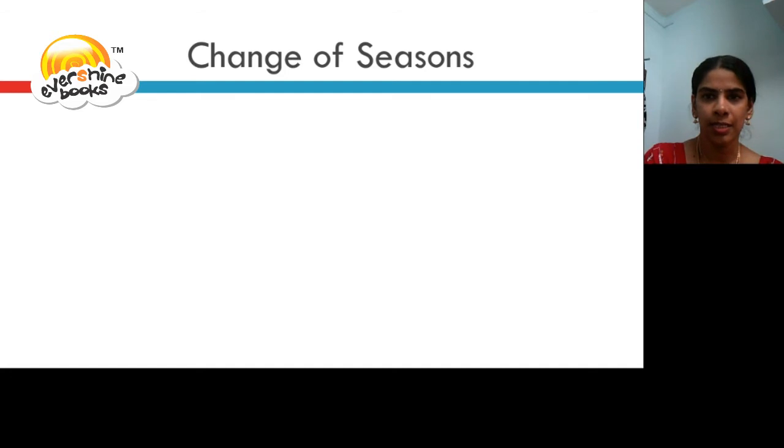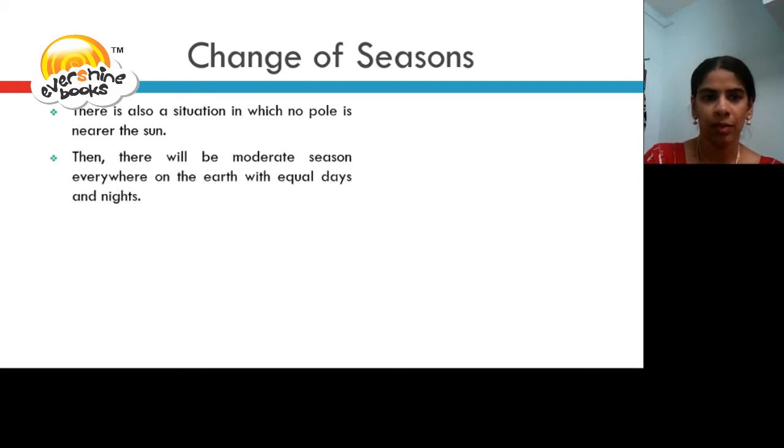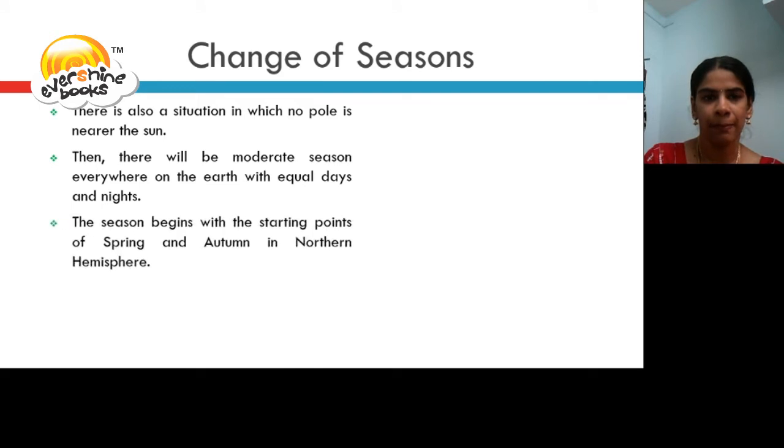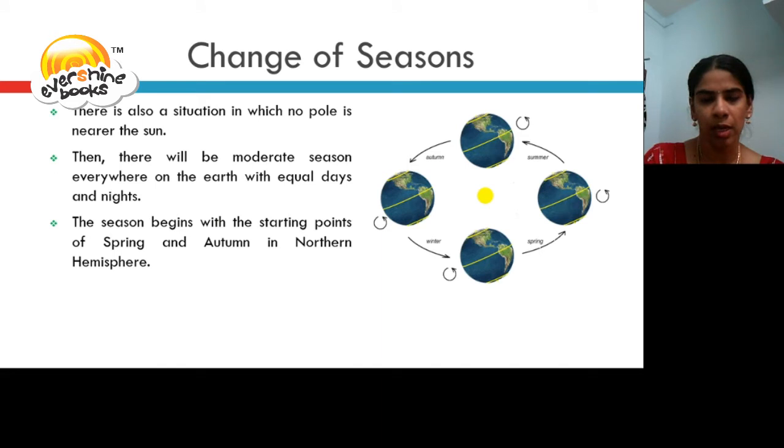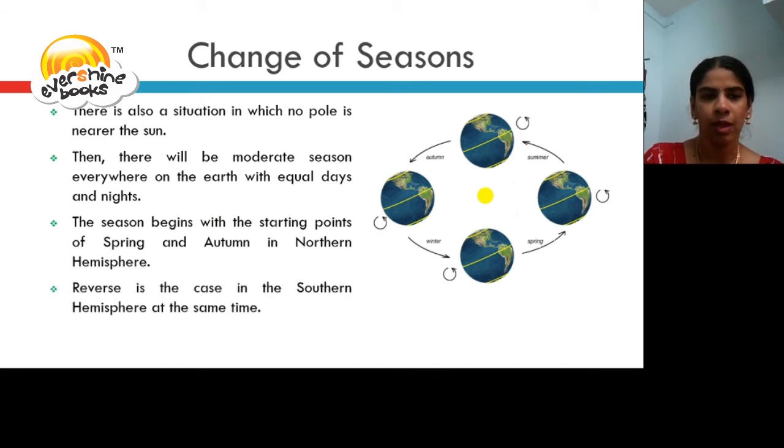Change of seasons. There is a situation in which no pole is nearer to the sun. There will be a moderate season everywhere on the earth with equal days and nights in these places. The season begins with the starting points of spring and autumn in the northern hemisphere. Reverse is the case in the southern hemisphere at the same time.